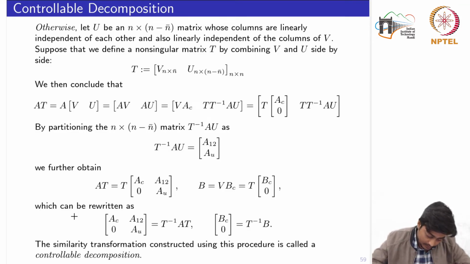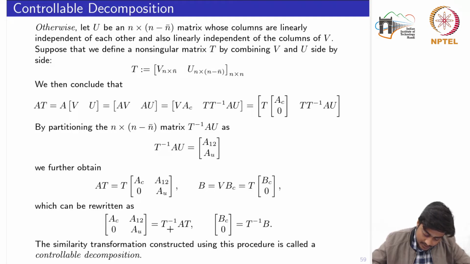So now comparing, we could write this matrix AC A12 0 AU as equal to T inverse AT and BC0 as T inverse BT, where T is nothing but a non-singular matrix, so it happens to become a similarity transformation with respect to this T matrix. So we just have constructed a T matrix given the matrices A and B. So this part is called the controllable decomposition.